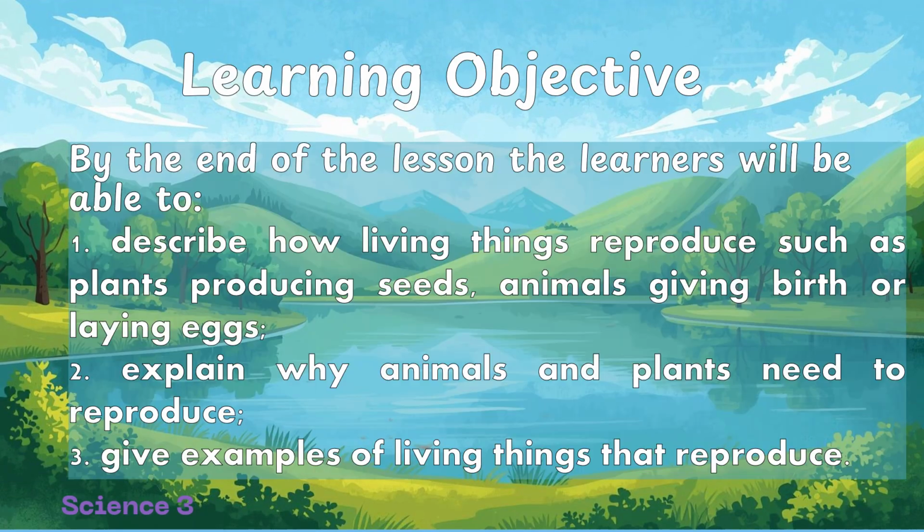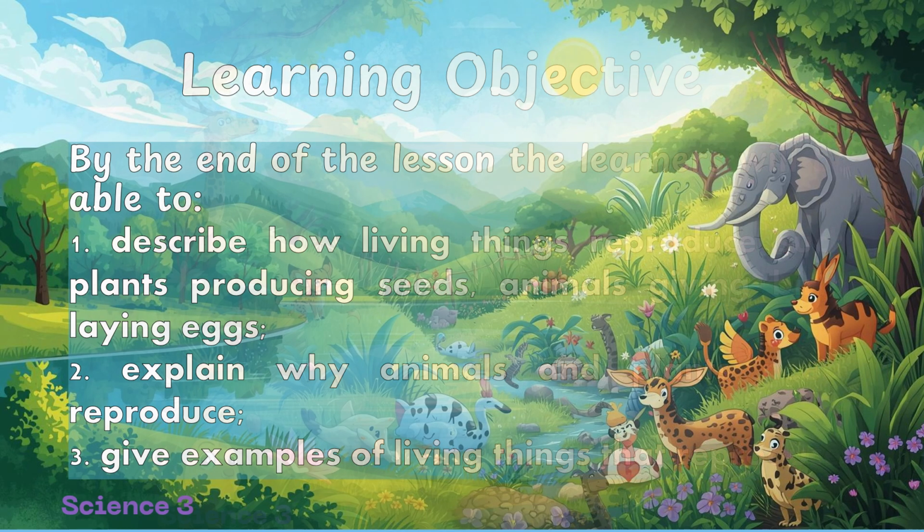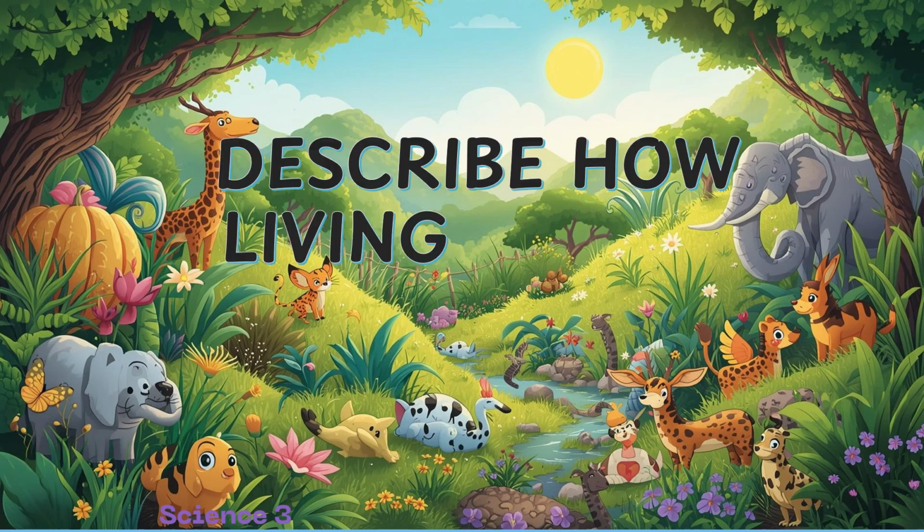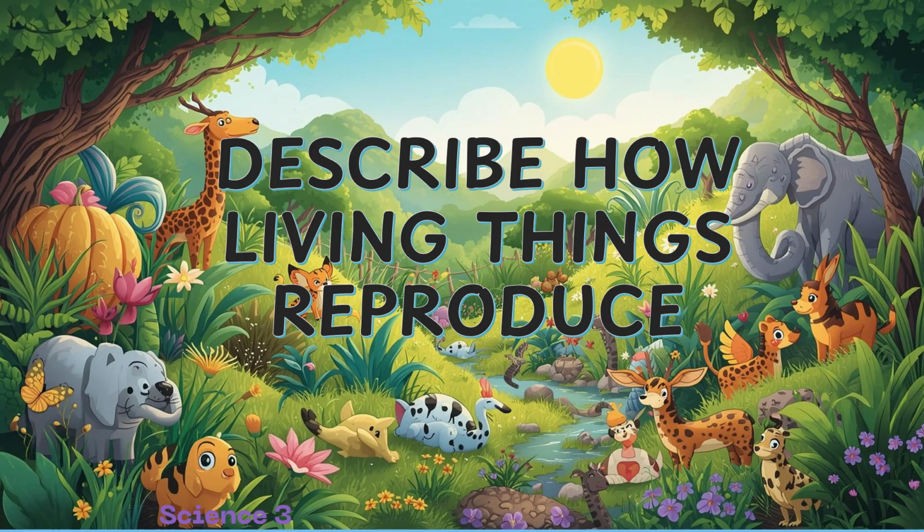Our learning objectives: by the end of this lesson, the learner should be able to, 1. describe how living things reproduce, such as plants producing seeds, animals giving birth or laying eggs. 2. Explain why animals and plants need to reproduce. 3. Give examples of living things that reproduce. Today, we're going to study how living things reproduce.